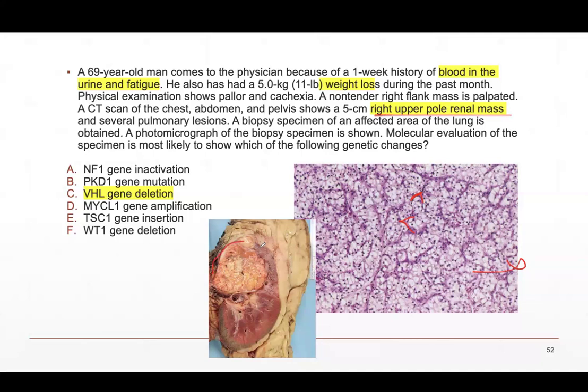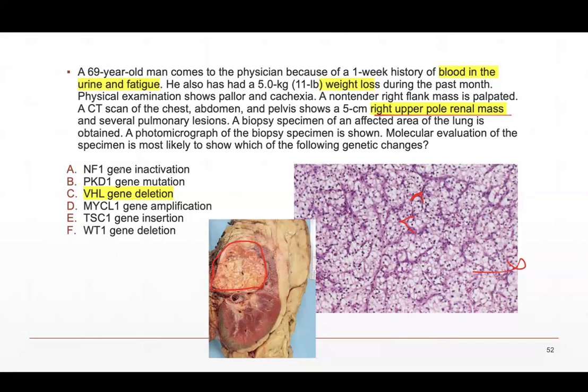So I'm showing you this because, first of all, the gross examination of the renal cell carcinoma seems relevant to your exam. It's usually yellow and tan like this. And I've noticed that most of them happen in the upper pole, but they can also happen in the lower pole, of course.